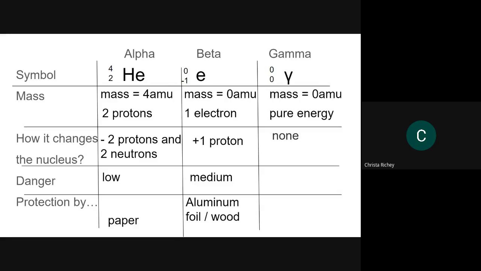This does not change the nucleus at all. This has the highest level of danger. And you're going to need either lead or concrete to stop this problem. This is why nuclear reactors have like 13 feet thick of concrete around the core, so that the people that work in the power plants don't die.